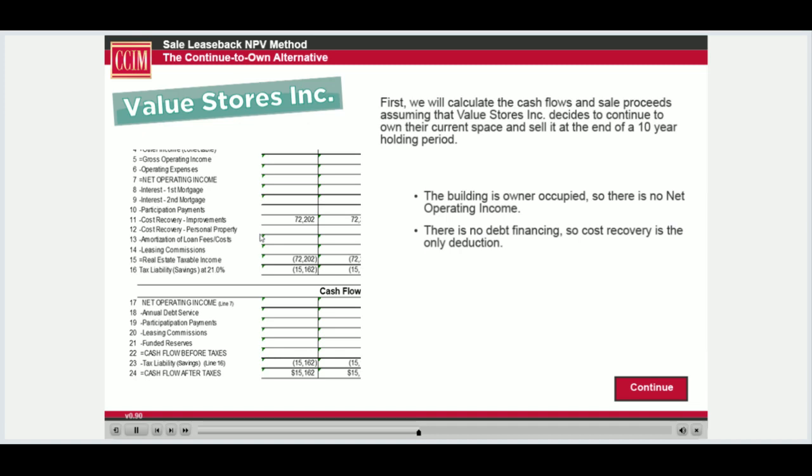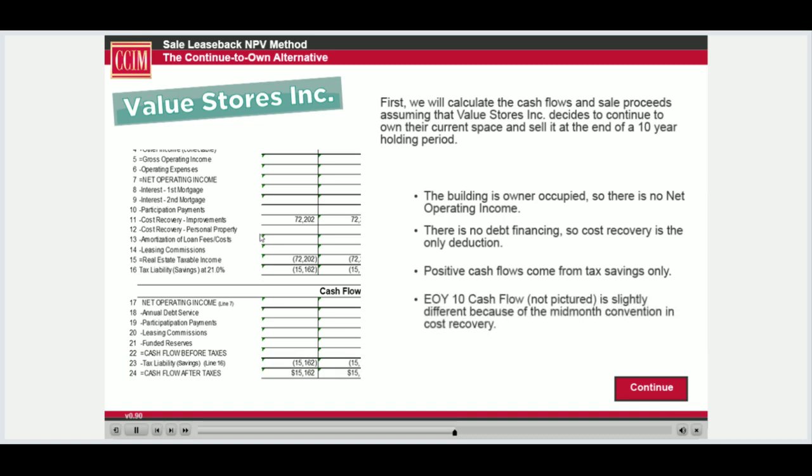Note that the first year of the projection reflects a full-year cost recovery, since VSI already owns the building and isn't using the mid-month convention. The last year of the projection reflects the mid-month convention for cost recovery. Note also that the cash flows after tax are positive, even though there is no income. This positive cash flow results from the tax savings generated by cost recovery. Follow along with cash flow and cash sales worksheets provided in this week's module.